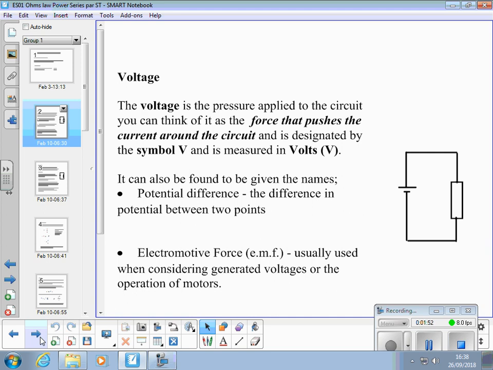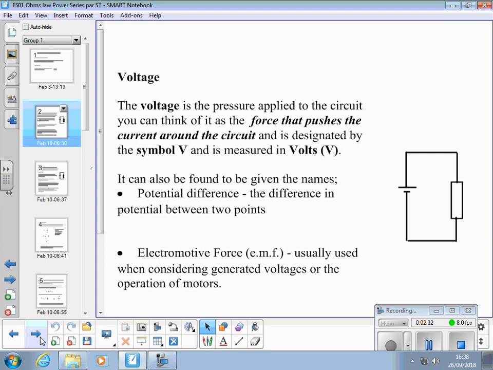Designated by the symbol V, although you'll see other symbols used, like potential difference, EMF. U is a symbol used by the Germans to represent a voltage, and that's measured in volts. E you'll also see used; you'll see me use that one occasionally. It can be given different names. Potential difference, the difference in potential between 2 points. Electromotive force, usually used when considering generated voltages or the operation of motors.